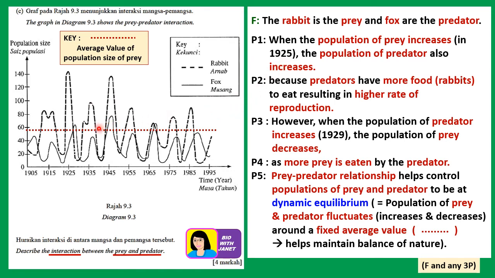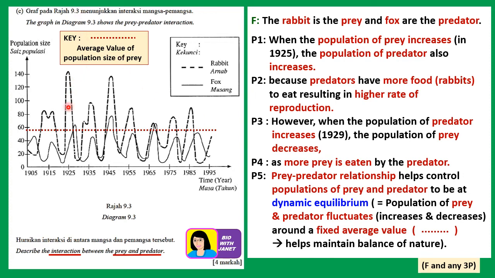So when the population of the prey increases, this will be followed by the increase in population of predator. And then when the population of the predator increases, this will be followed by a decrease in the population of the prey. Okay, and that will also cause the population of the predator to go down when it doesn't have enough food. So the prey-predator relationship overall helps control the populations of prey and predator to be at dynamic equilibrium.